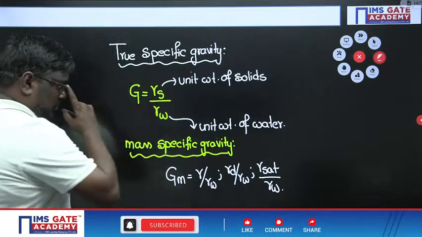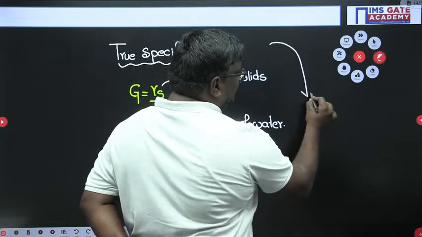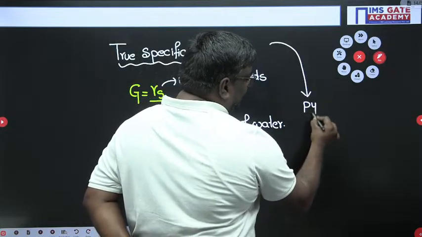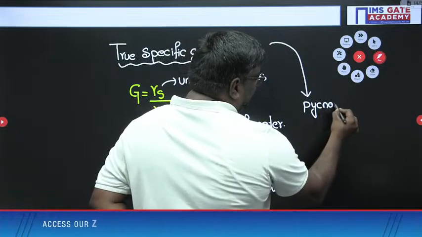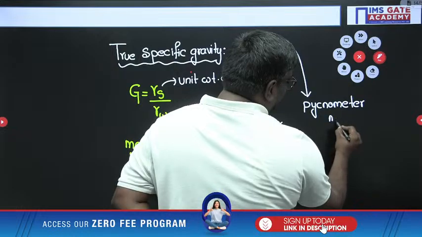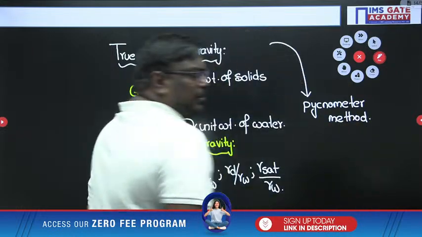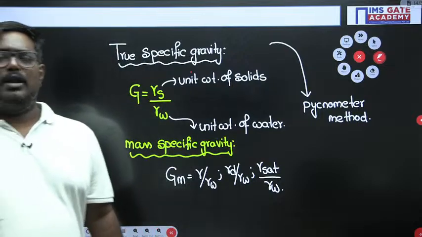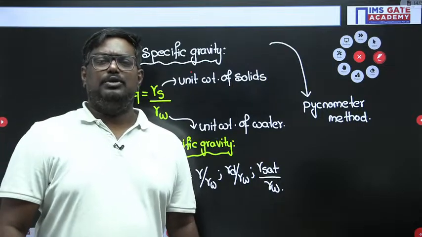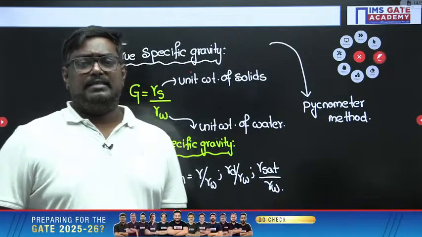Now my dear students, this true specific gravity is determined by a method called the pycnometer method. It is given by the formula G is equal to (W2 minus W1) upon (W2 minus W1) minus (W3 minus W4).